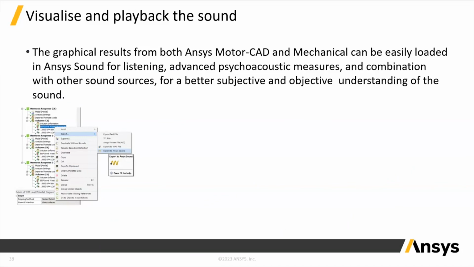So the graphical and numerical results are very useful, but to get a deeper feeling for the motor noise, it's useful to be able to hear the noise itself. We can do this very easily in ANSYS Sound, which also opens up a very wide range of capabilities for psychoacoustic and other metrics, as well as combining, for example, if you have pre-existing transfer path measurements or masking noise measurements, for example, aerodynamic noise around a vehicle, to understand the motor sound in a broader context.